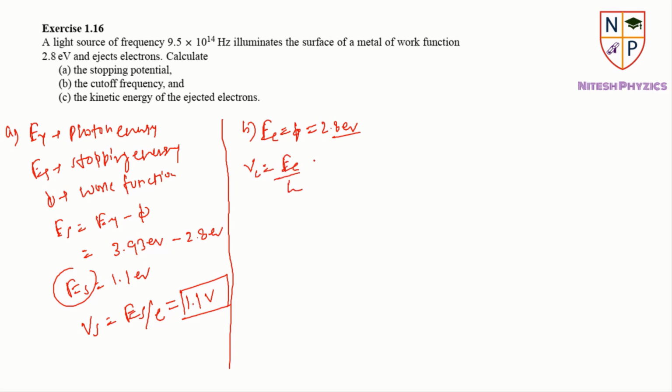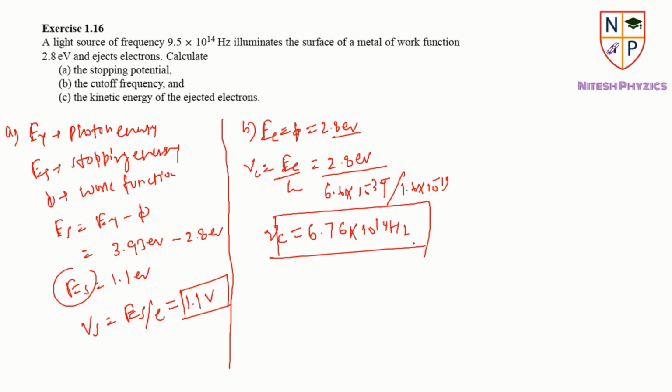Okay, that means 2.8 electron volt upon 6.6 into 10 power minus 34 joule second upon 1.6 into 10 power minus 19 electron volt. Convert this and calculate the value of nu C. This will be nu C is equal to 6.76 into 10 power 14 hertz. So the cutoff frequency, the correct cutoff frequency will be 6.76 into 10 power 14 hertz, right?